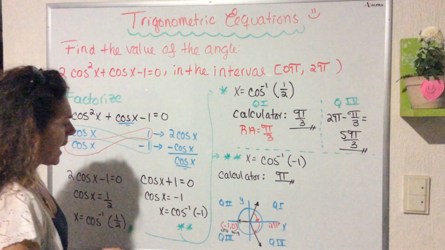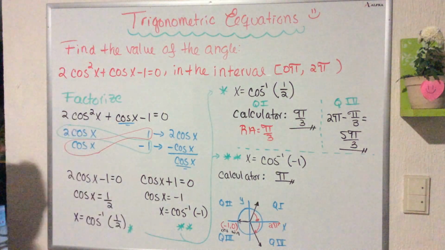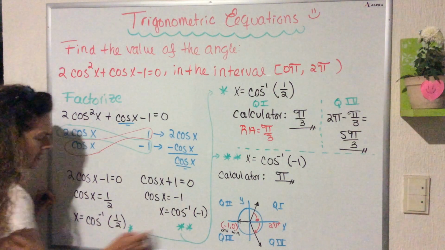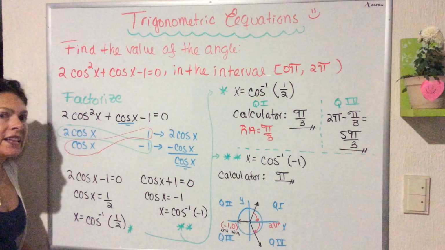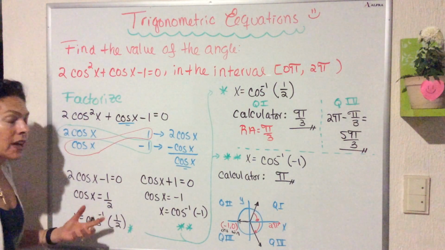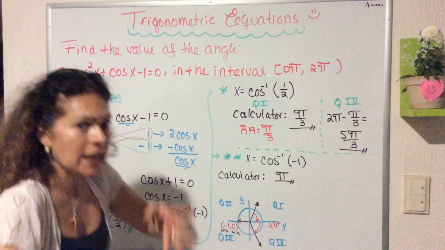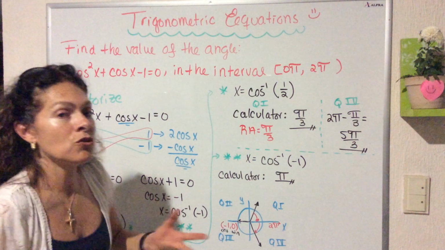Something important that I wanted to explain to you is this. When you get a value in the parentheses which is greater than 1 or less than -1, you're going to get a math error. That just means that there is no solution.